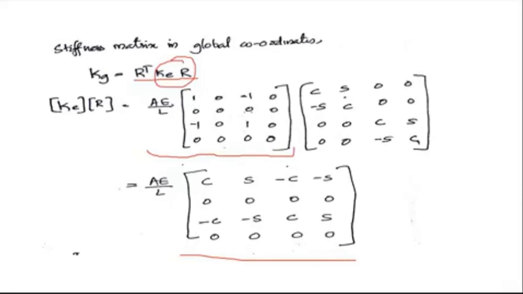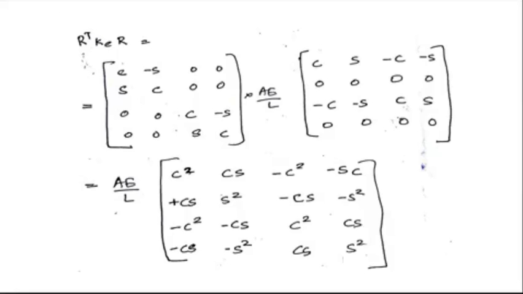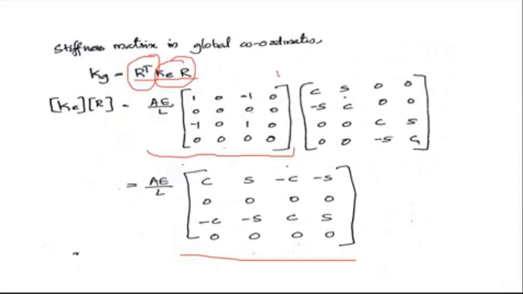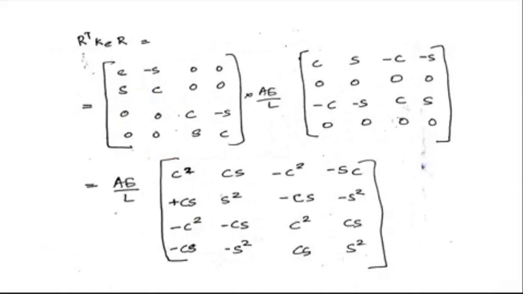Whenever you multiply these two matrices, this is 4 by 4 and this is another 4 by 4, you will get a 4 by 4 matrix. Now you have to pre-multiply it with R transpose to get Kg. Kg is R transpose Ke into R. So you take the transpose of the rotation matrix R and multiply with Ke into R obtained in the previous step. You will get R transpose Ke R as AE by L into cos squared theta, sin theta cos theta, minus cos squared theta, minus sin theta cos theta, like that.